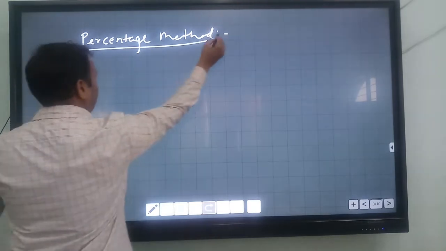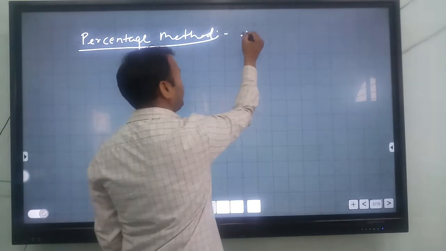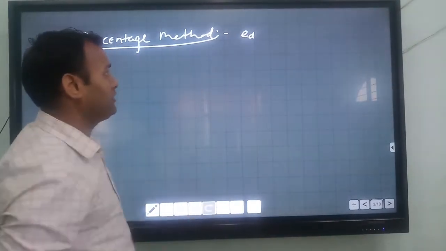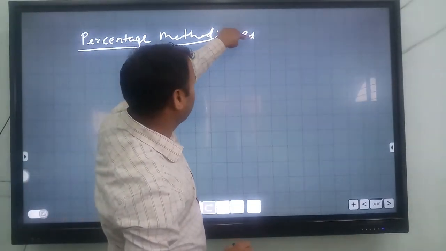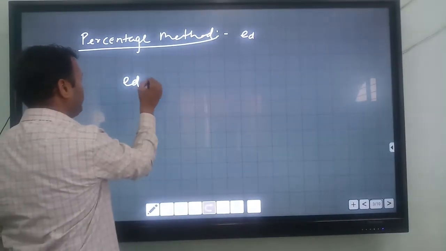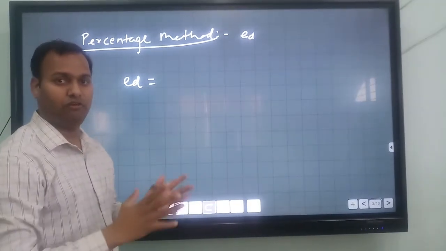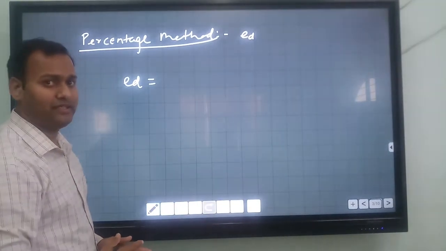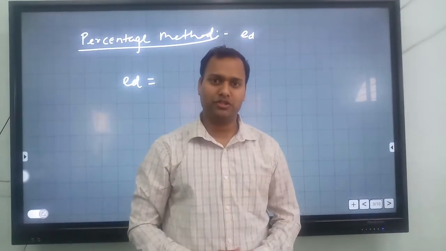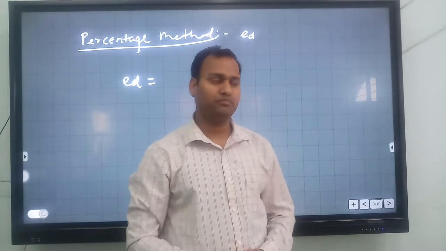Firstly, we need to know how to denote the elasticity of demand, that is small e with small d, E_d. E_d is equal to the definition of the percentage method of elasticity of demand: the ratio of the percentage change in quantity demanded and the percentage change in price. That is called the elasticity of demand by the percentage method.